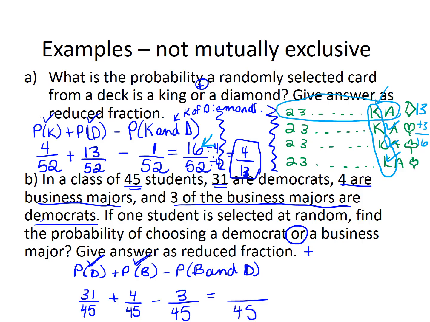So 31 plus 4 minus 3 should give you 32 out of 45, and 45 is 9 times 5, and 3 doesn't go into 32, so I know that that is reduced.